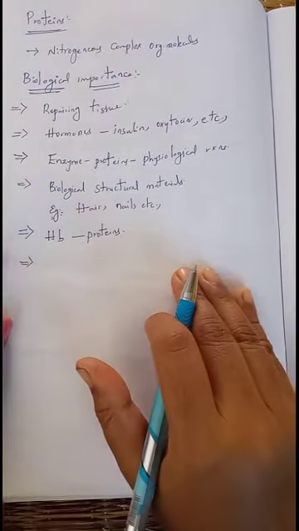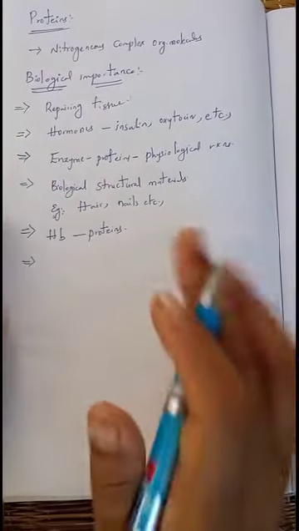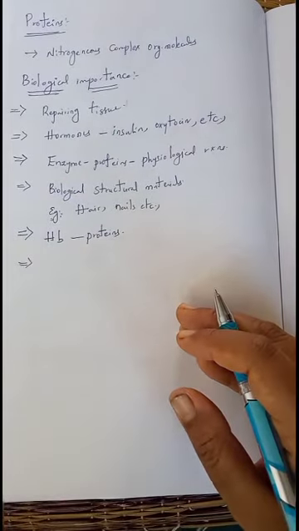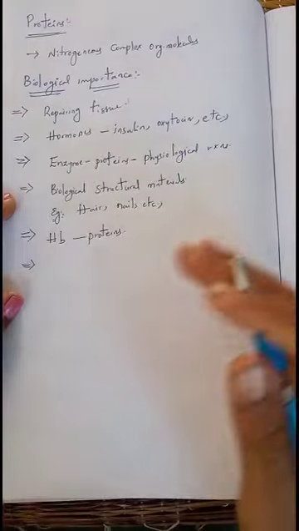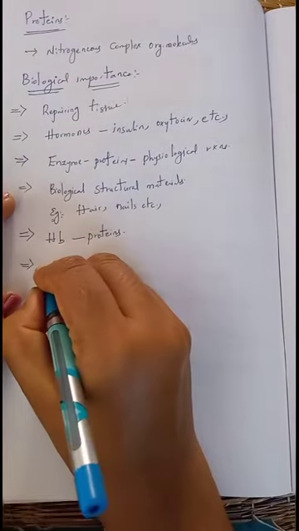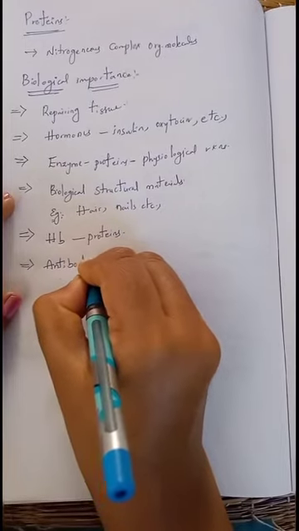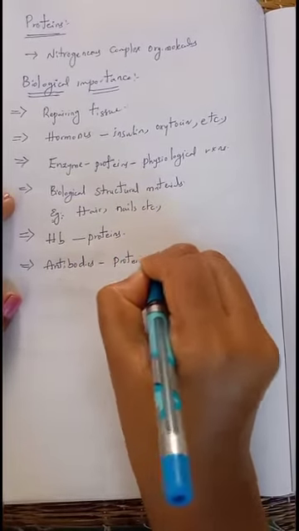Okay, next one. Antibodies in the blood which provide resistance to disease are also said to be proteins. So we need antibodies to fight against the different types of diseases. Such antibodies produced in the body are also an example of protein. Okay, antibodies are also said to be examples of proteins.